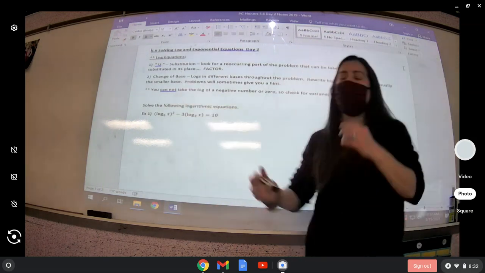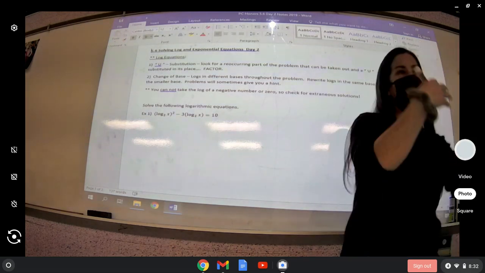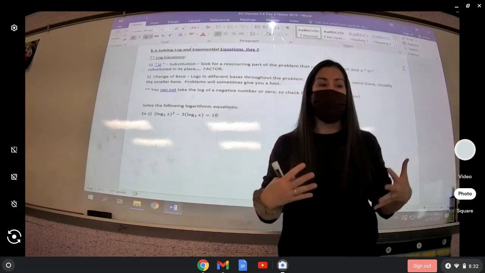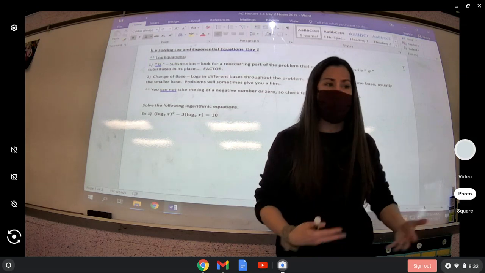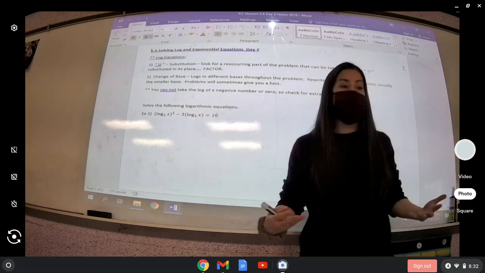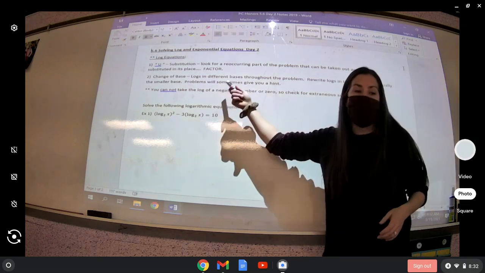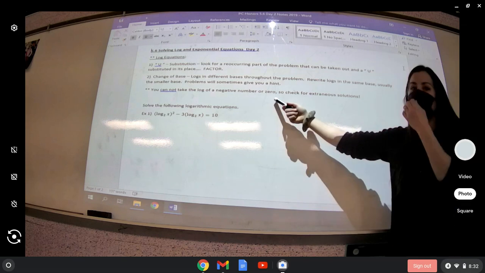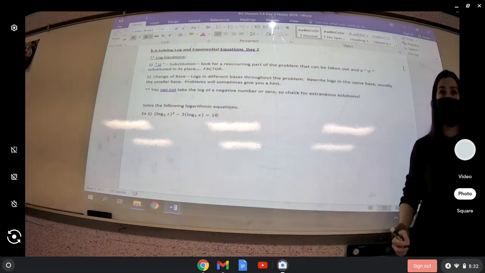And then there's also change of base. Logs in different bases throughout the problem. So if you have a log base 4 and a log base 2, clearly all these properties only work for same base logarithms. Well, now that we have the change of base formula, we can get everything in the same base. So sometimes you might have to rewrite the problem in a different base. All right, so let's look at example 1. And then always check for extraneous solutions. You cannot take the log of a negative number or 0.